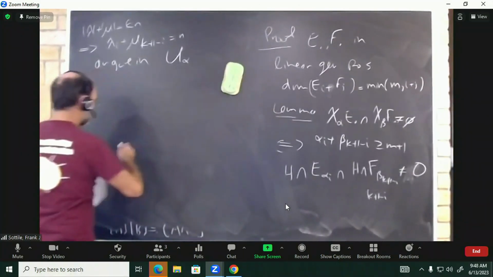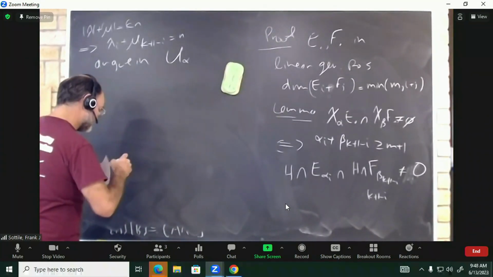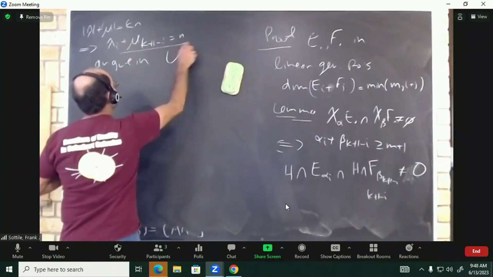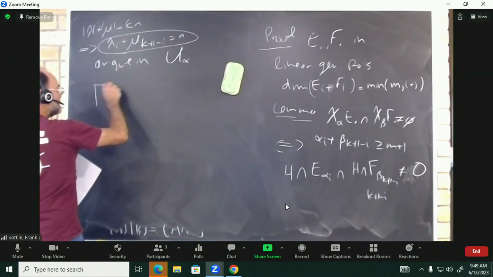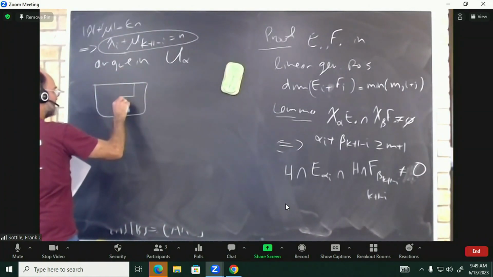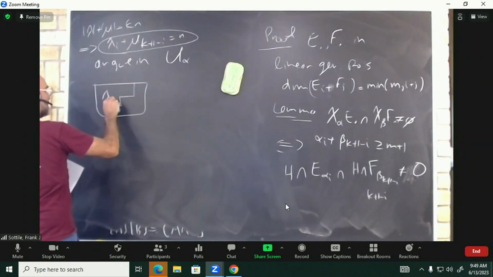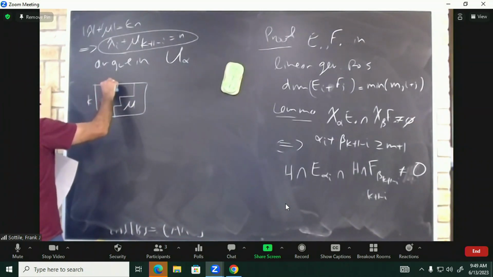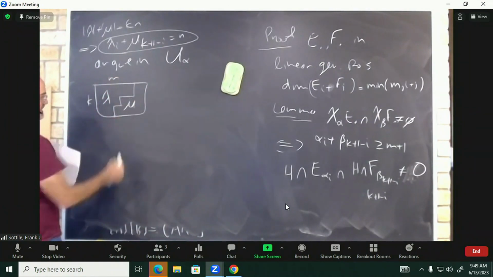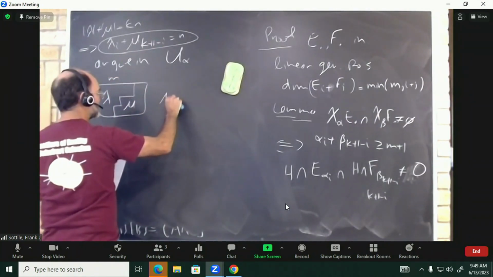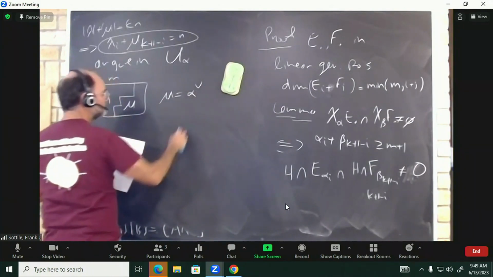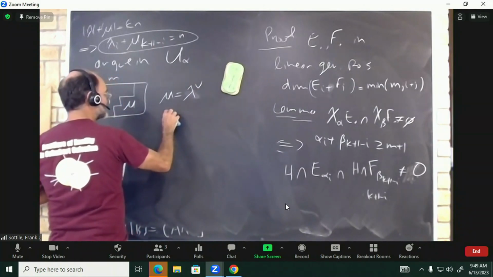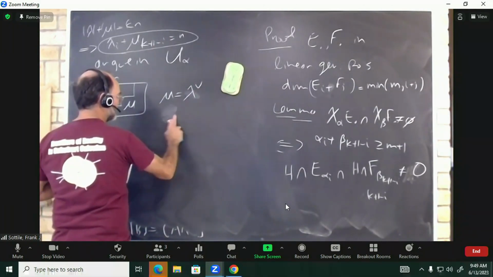I need to make one definition. When this condition happens, I'll draw a little picture for us. If this was lambda, this means that this is mu. So lambda and mu fit together in my k by m rectangle, where mu is rotated and fit together. And when this happens, I'm going to call mu lambda dual.